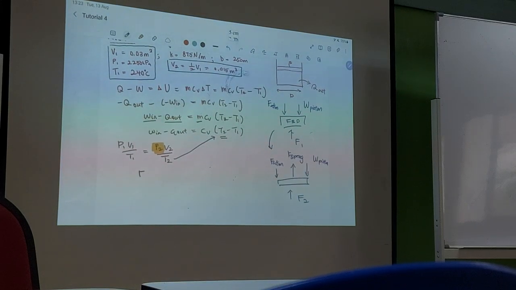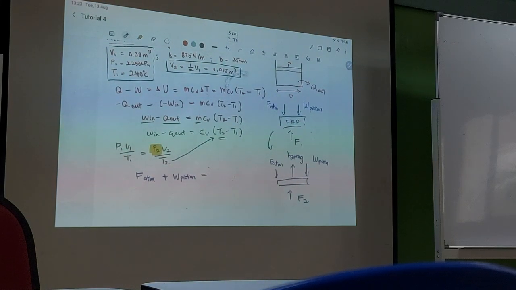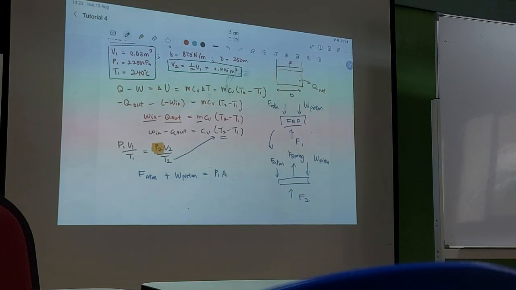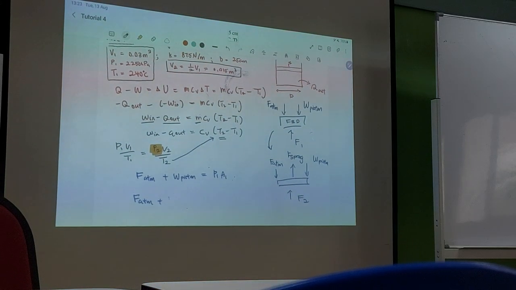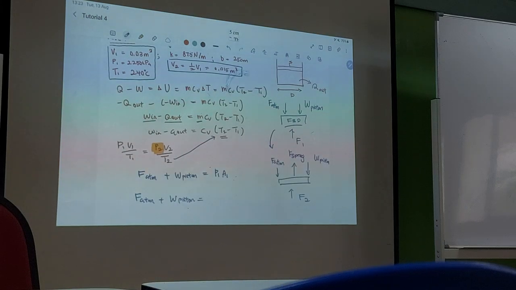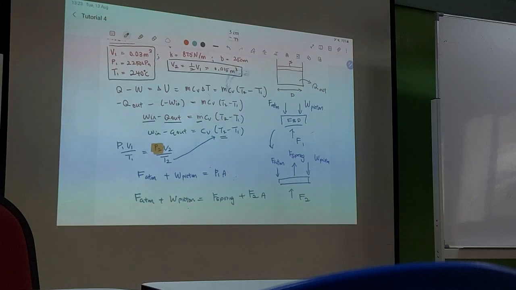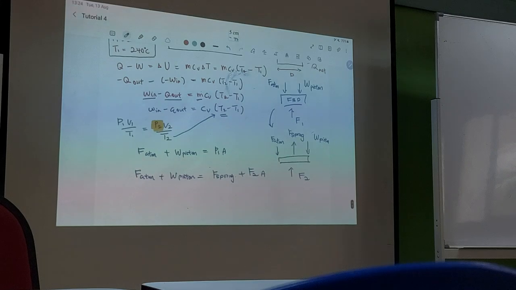So when you write this equation, F atm plus the weight of the piston equals F1. F1 will be P1 A1, right? And then the second one will be F atm plus the weight of the piston equals F spring plus F2, which is P2 A. Sorry, A is still A, actually, it doesn't need A1. Okay, make sense?